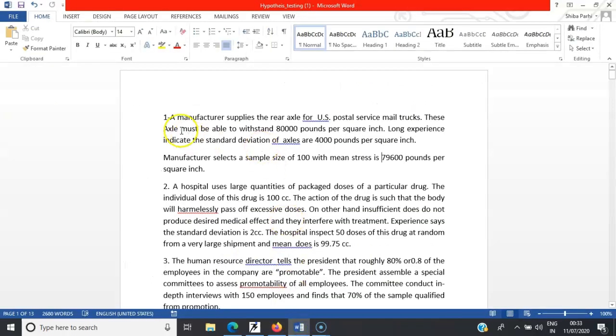This is the way you can understand it. Suppose the manufacturer that supplies the rear axle of the US Postal Service mail truck claims this axle must be able to withstand 80,000 pounds per square inch. So for all the trucks they are producing, they are claiming that it is 80,000 pounds. From long experience, the standard deviation is 4,000 pounds per square inch. The manufacturer selects a sample of 100 with a mean stress of 79,600 pounds per square inch, and you want to test whether it is really 80,000. So mu is 80,000, x bar is 79,600, n is equal to 100, and standard deviation sigma is equal to 4,000. Putting in the formula, you can do the test.